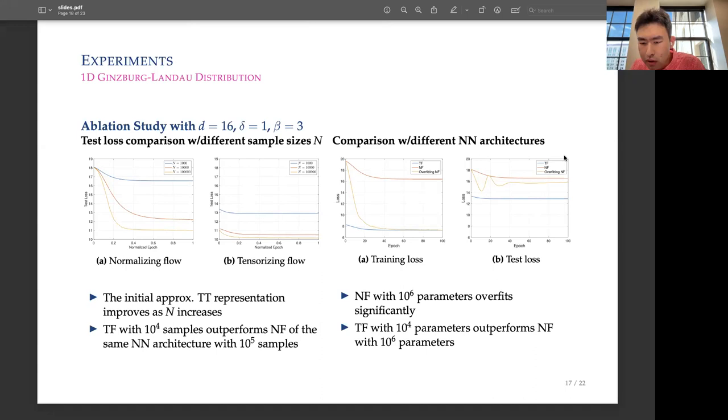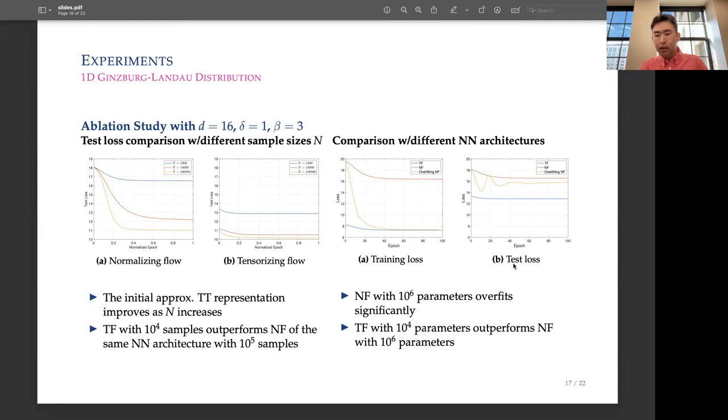And tensorizing flow with 10 to the fourth parameters outperforms the normalizing flow with a much larger neural network. Again, this may be because the sample size is too small for normalizing flow. I'm not saying that normalizing flow is not powerful. It's just that it needs more samples to learn.